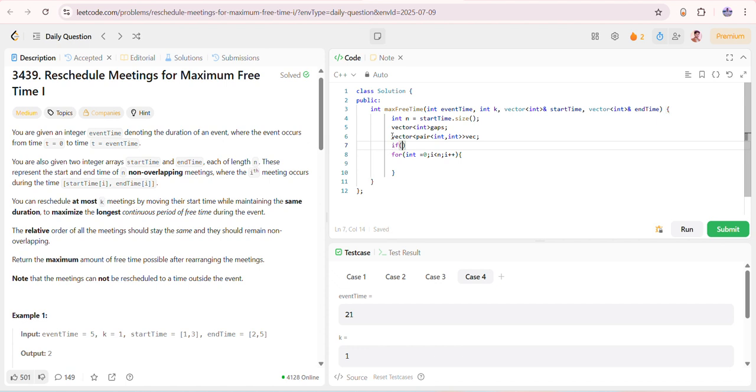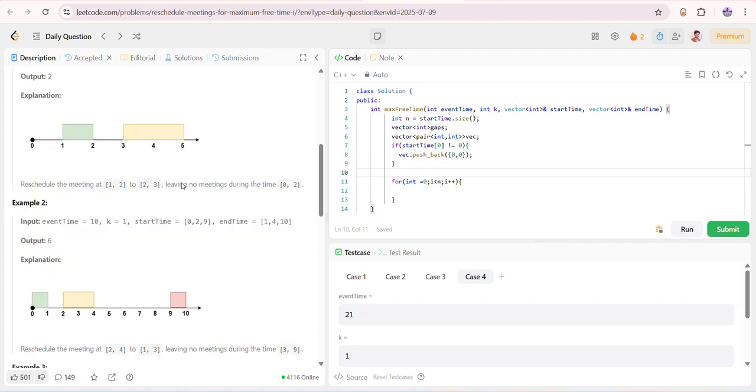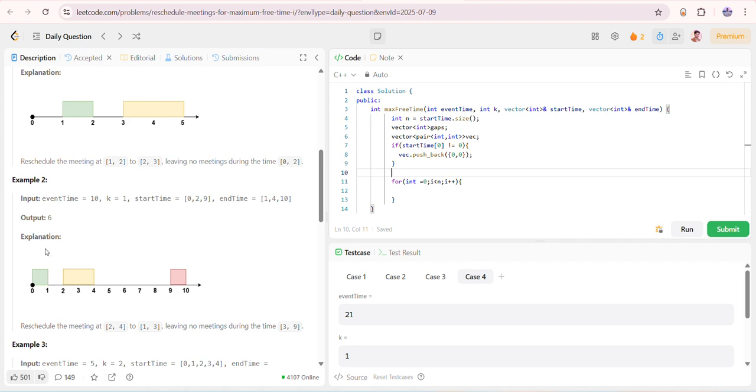So if start time not equals to 0, then back dot push back 0 comma 0. Now I think you would have understood why I have done this. The reason was simple: if 0 is not present as an interval time, then we have to push 0 comma 0 so that we can further get all the gaps properly.